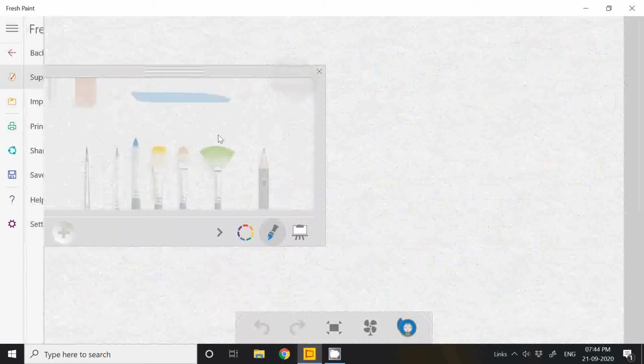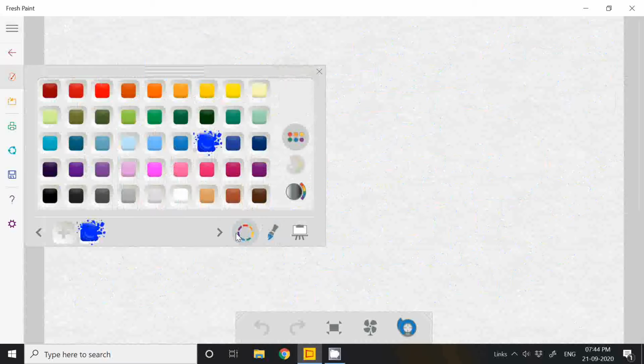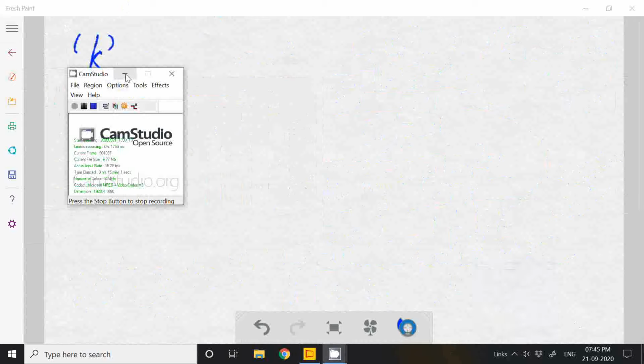Now let us go to a new screen. Again, I will be using blue color. Now, measuring permeability K by using the falling head test and constant head test is done in the laboratory. These are the ways of measuring the permeability in the laboratory.